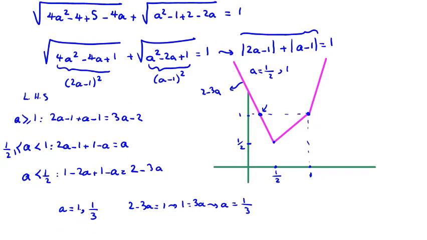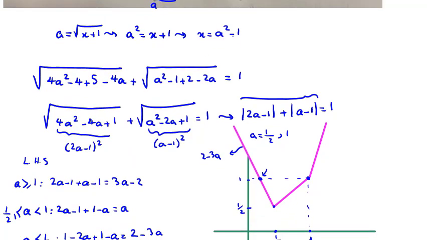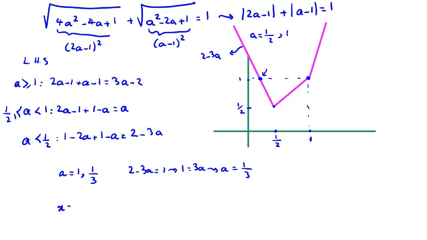Now we can say what? X was a squared minus 1. So for the case that a is 1, it will be 0. For the case that a is 1 over 3, 1 over 3 squared minus 1, which equals 1 over 9 minus 1. And 1 minus 9, it will be minus 8 over 9.